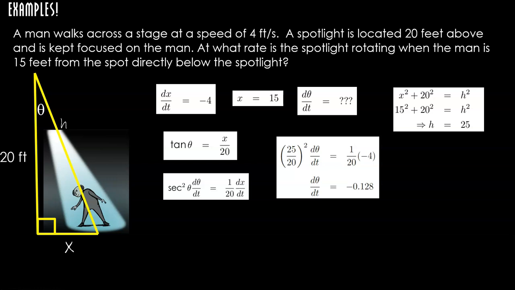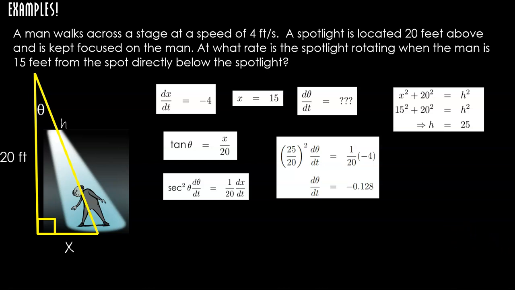Now what the hell does that mean? Okay, we did this in real numbers, so that means radians. Theta is changing at a rate of negative 0.128 radians per, what's our time? Per second. That doesn't help me with revolutions, and I don't have a really good picture of that. The negative just means we're going clockwise rather than counterclockwise.